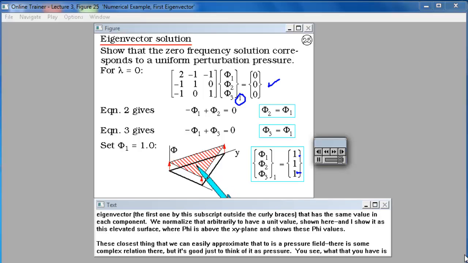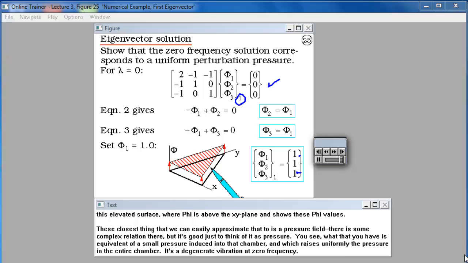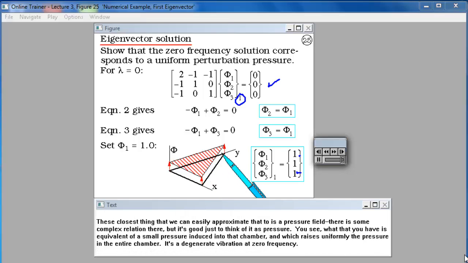Now, the closest thing we could easily approximate that to is a pressure field. So, and there's some complex relation there, but it's good just to think of it as pressure. And you see that what you have then is the equivalent of a small pressure induced into that chamber, and which raises uniformly the pressure in the entire chamber. And it's a degenerate vibration at 0 frequency.